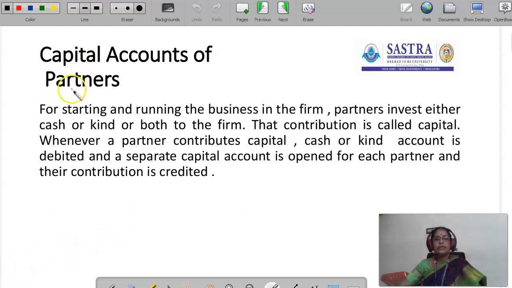Finance is the lifeblood of the business. For starting and running the business in the firm, partners invest either cash or kind or both to the firm. That contribution is called capital. Whenever a partner contributes capital, cash or kind, that account is debited and a separate capital account is opened for each partner and their contribution is credited.